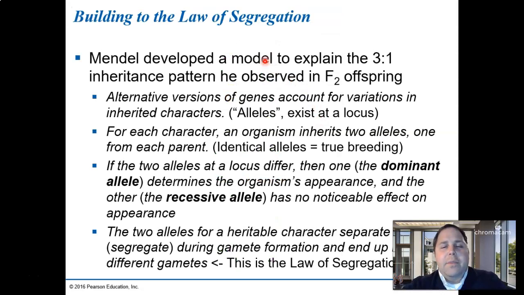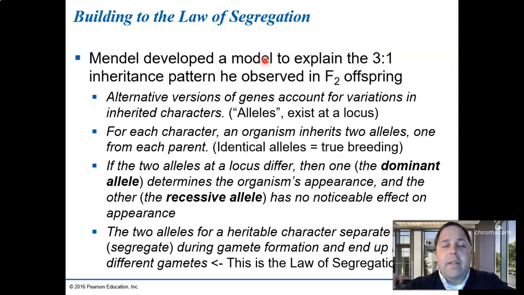So from these observations, he developed a model, and this model hopefully makes sense to you, but let's talk through it so that we can think about all the parts. So there were 4 parts to this model. One was that alternative versions of a gene account for variations in inherited characters. I'm putting gene in here, but Mendel just called this a heritable factor. So there were alternative versions. The word we'll use for those alternative versions is alleles. And so you have an allele for purple color and you have an allele for white color.